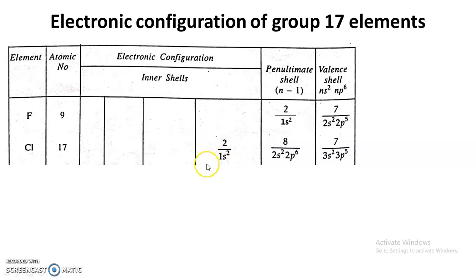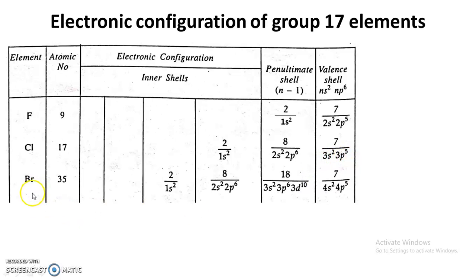Similarly chlorine, atomic number 17. In the inner shell there are 2 electrons, 1s2. In the penultimate shell there are 8 electrons, 2s2, 2p6. And in the valence shell again there are 7 electrons, 3s2, 3p5. Bromine, atomic number 35. In the inner shell altogether there are 10 electrons, 1s2, 2s2, 2p6. In the penultimate shell 18 electrons are there, 3s2, 3p6, 3d10. And in the valence shell there are 7 electrons, 4s2, 4p5.